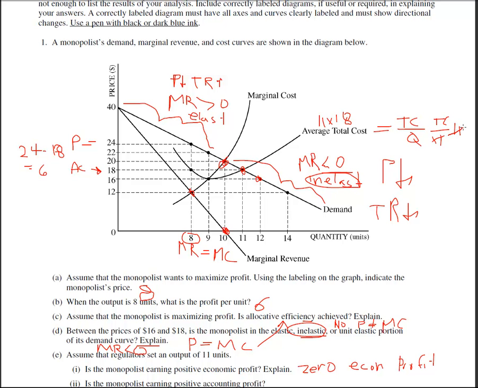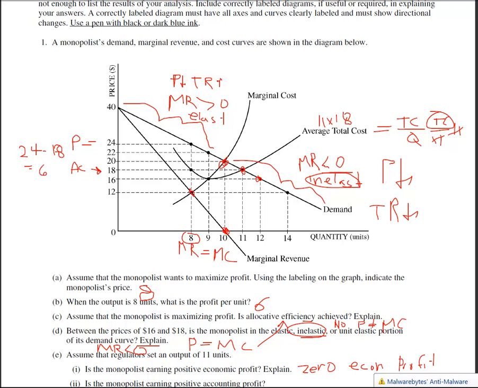take 18, multiply both sides by 11, and those two cross out, and I'm left with total cost. So my total cost is going to be 18 times 11. My total revenue is 18 times 11. My revenues are equal to my costs. I am making no economic profits. 0. So that's why I wrote 0 economic profits.